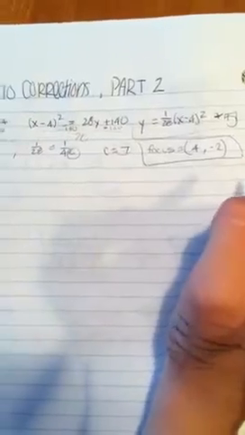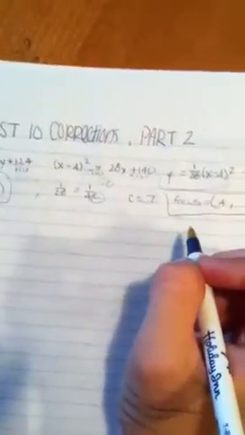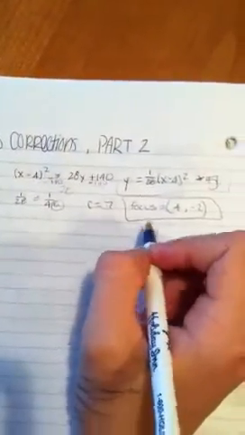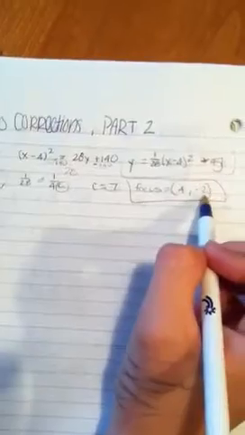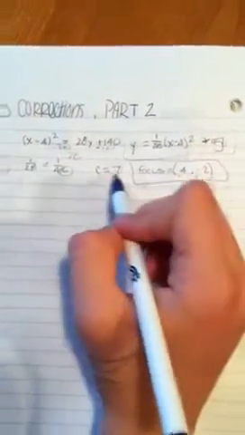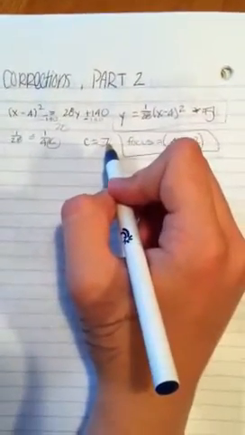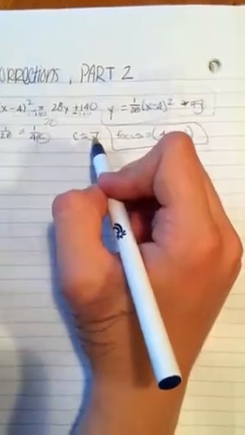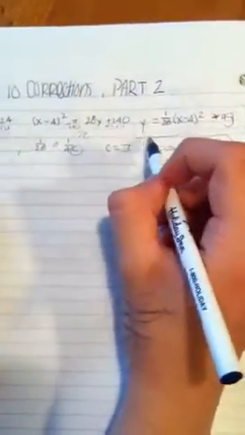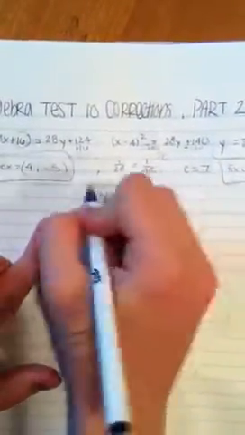Then you have to find your directrix, which would be like the opposite of your focus. So your directrix would end up being y is equal to negative 12.